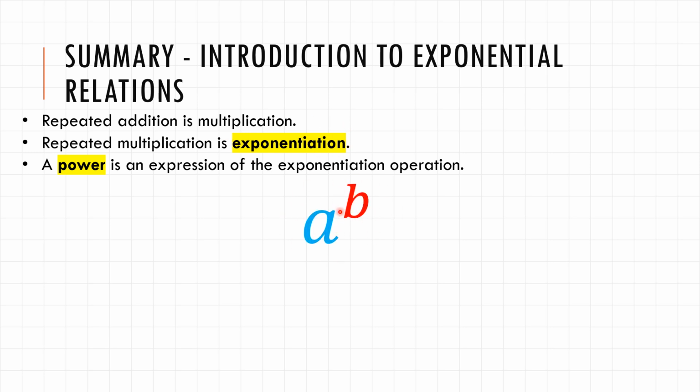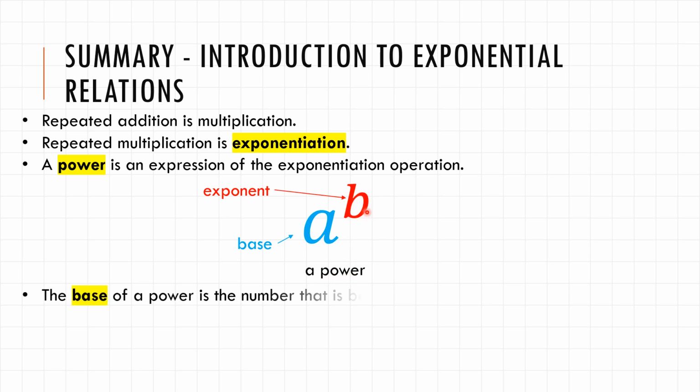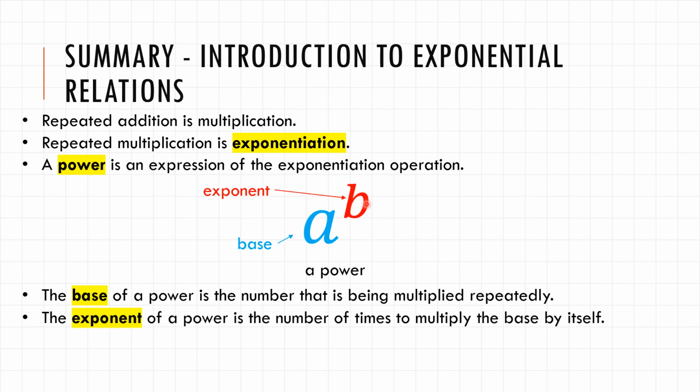There's a big number, and then up in the top right corner, there's a smaller number. This is a power. The big number is called the base, and the smaller number up here is called the exponent. A power refers to the whole thing, the base to the power of the exponent. So the base is the number that's being multiplied by itself again and again. The exponent of a power is the number of times that we multiply the base by itself.